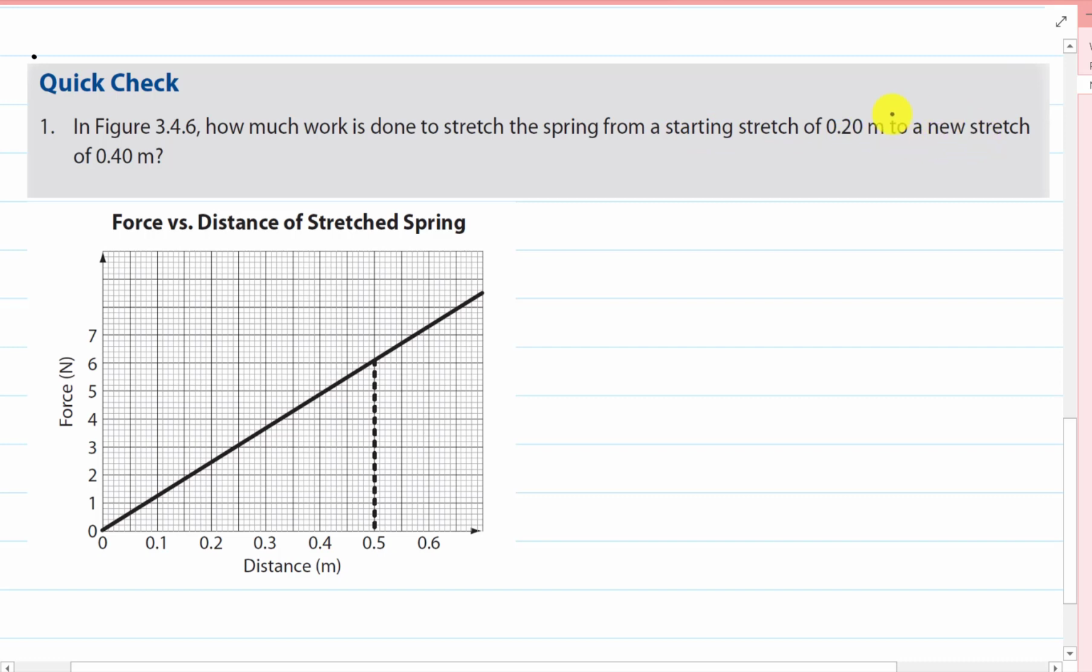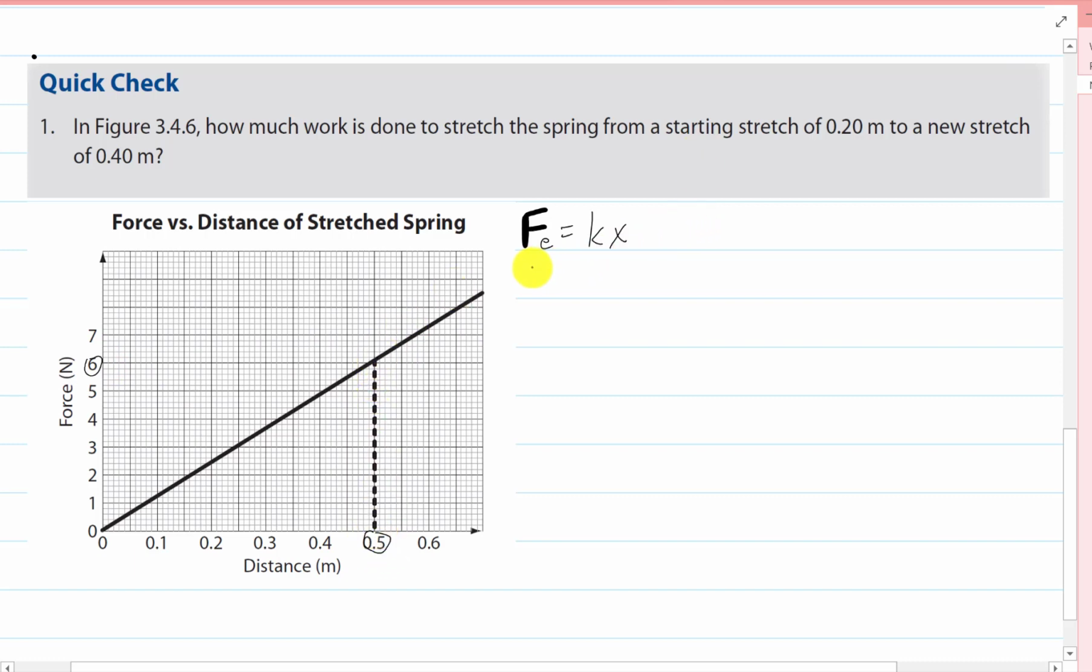So this is our force distance graph of a stretched spring. It follows Hooke's law, which is F elastic is equal to Kx. That's Hooke's law, that it's a direct relationship, okay? And we can even calculate from this graph what K is, because from this graph, when we pull with 6 newtons, it stretches 0.5 meters.